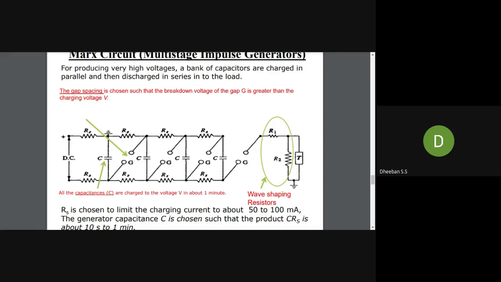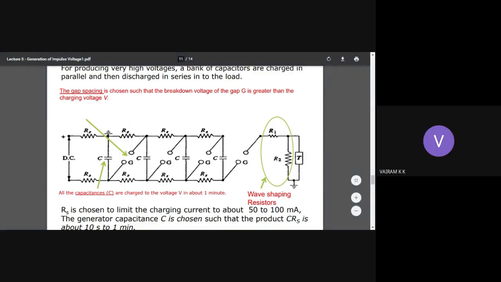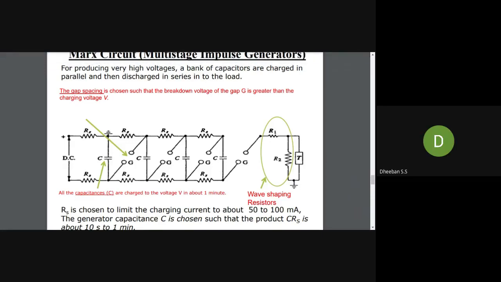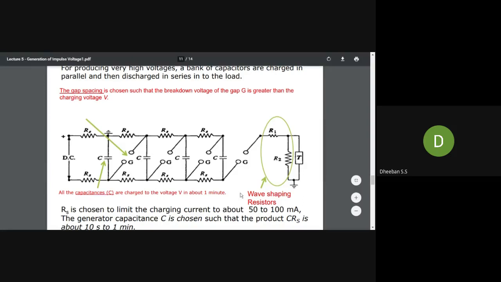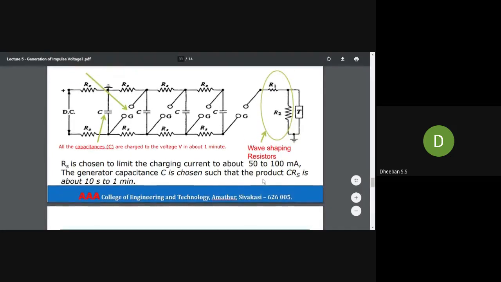So how are we choosing RS? RS is chosen to limit the charging current to about 50 milliamps. So RS will be very high, such that it can only allow around 50 to 100 milliamps. Okay, so this RS value must be very high.